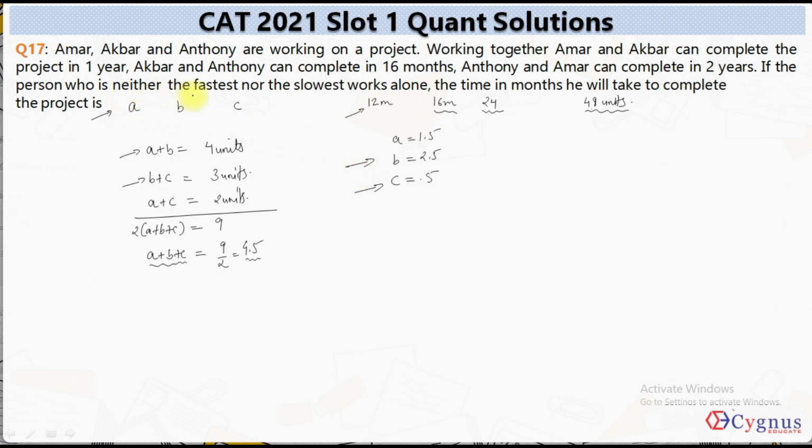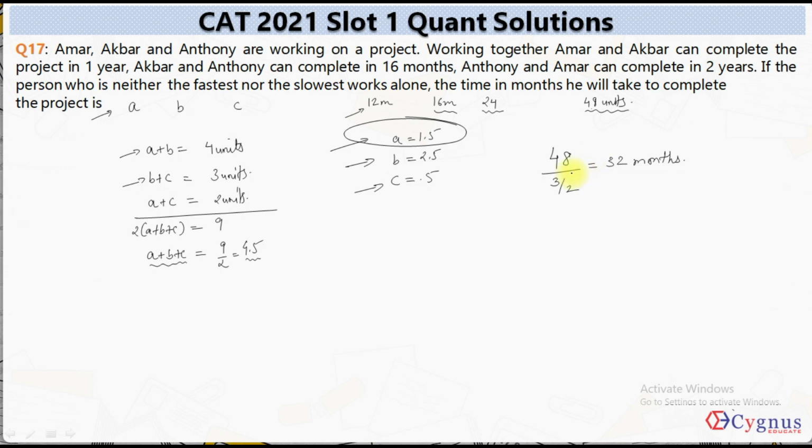Now what's the question? If the person who is neither the fastest nor the slowest works alone, that means he's talking about A. He'll take how much time to finish the whole work? I know that Amar can do 1.5 units per month and the total work is 48. So he'll take how much time? 48 by 3 by 2, that is 32 months. So Amar is neither the fastest one nor the slowest one, and he'll take 32 months to finish the work if he tries to do it alone.